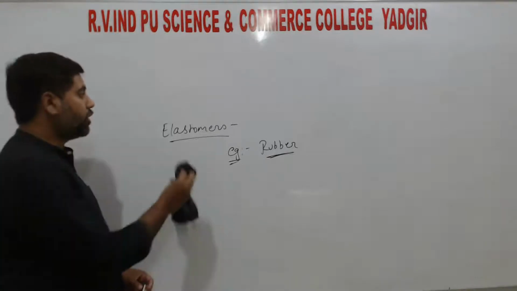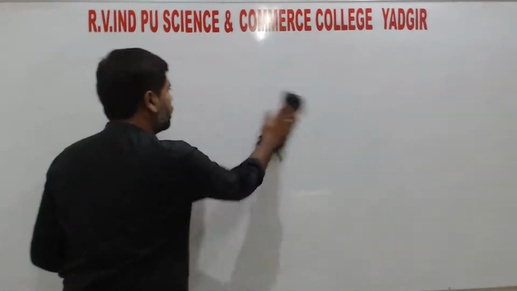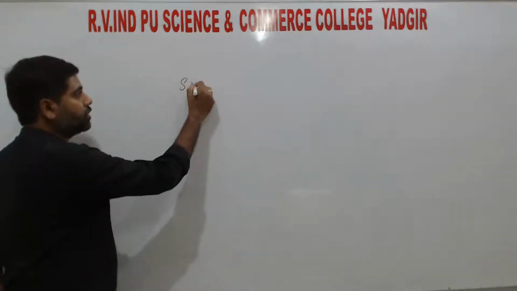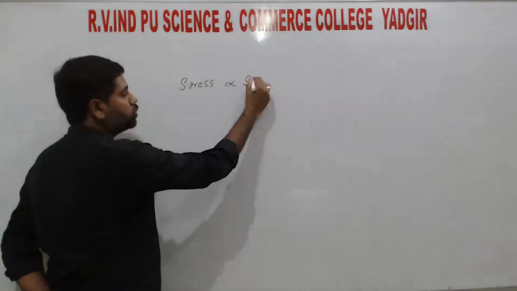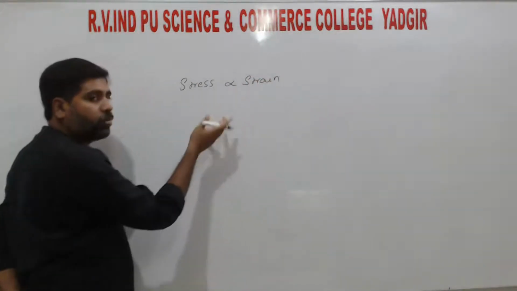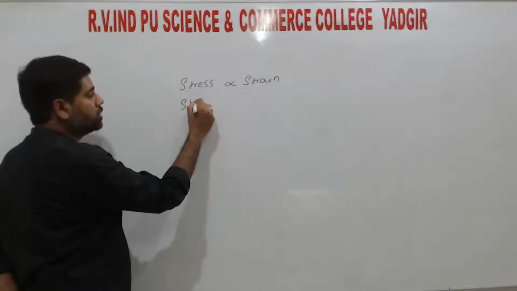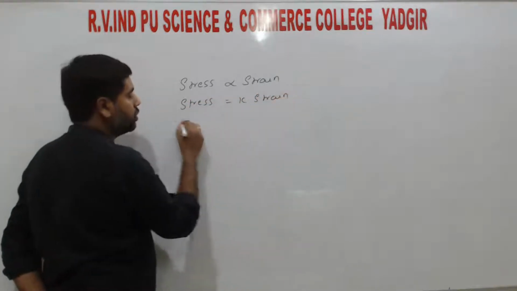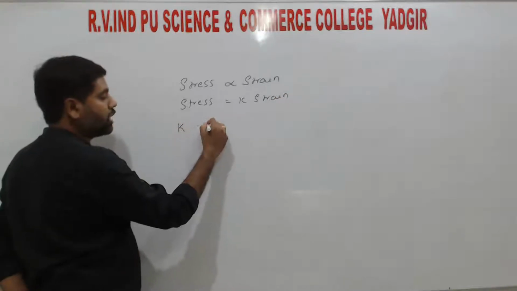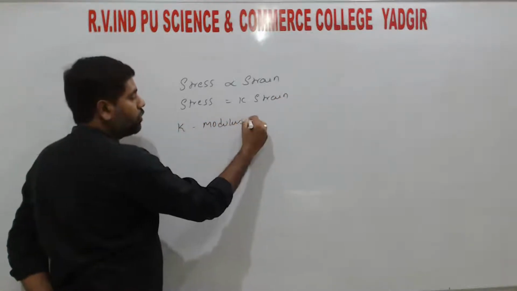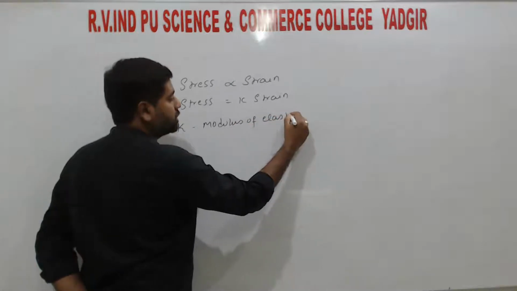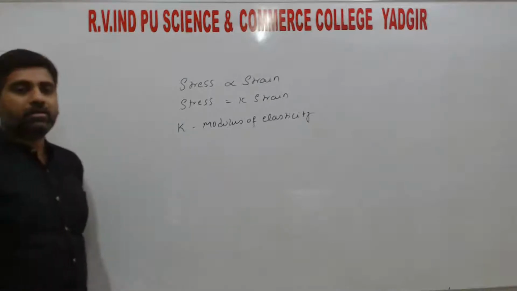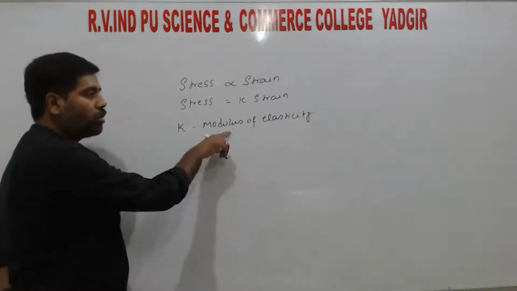Again today we discuss Hooke's law. Hooke's law states that stress is directly proportional to strain. If we remove the proportionality, we have a constant. When k is the proportionality constant, that constant we call the modulus of elasticity.